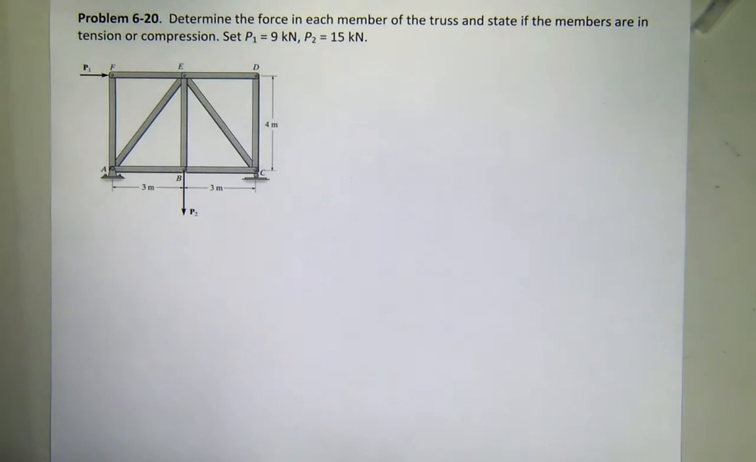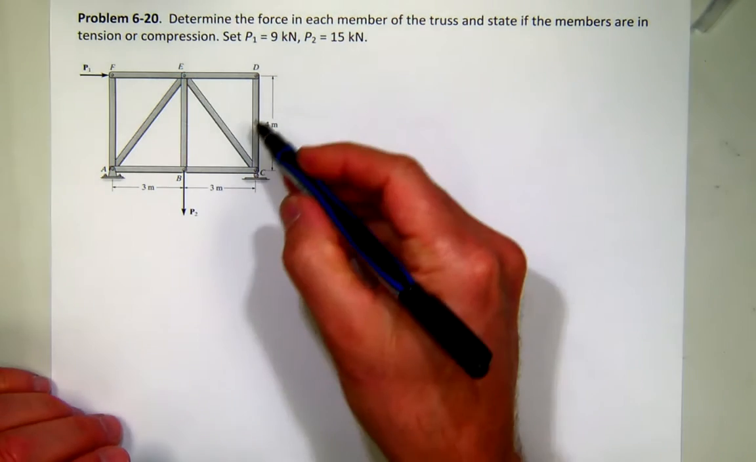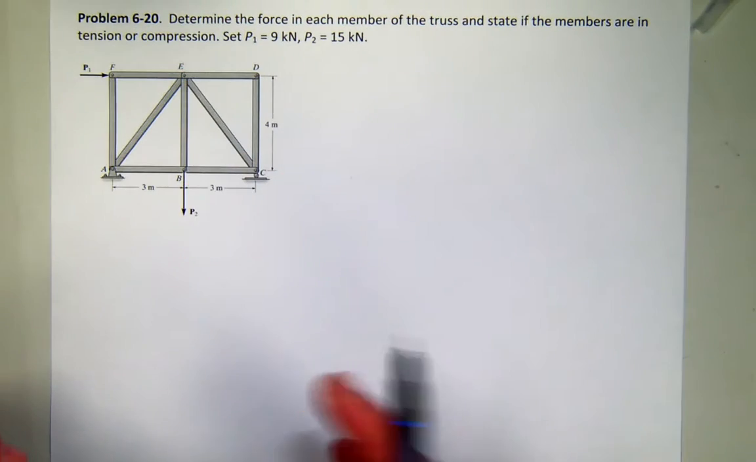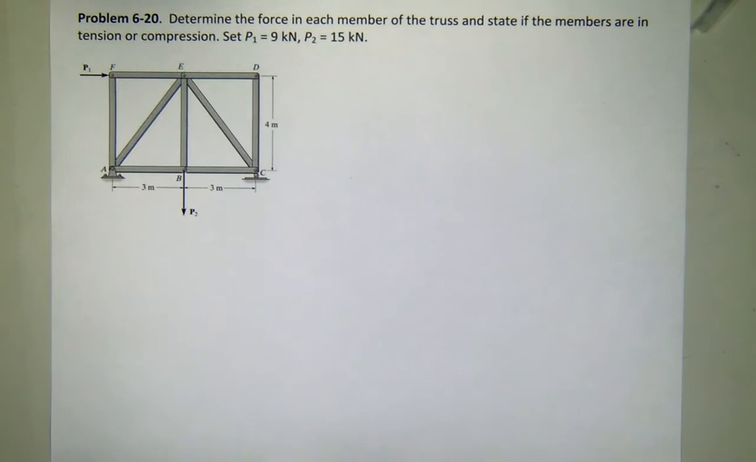Alright, so let's look at this problem. It's similar to the ones we've done previously, except I'm going to augment the method of joints a little bit and give you some advantages. So what I'm going to do first is look at the entire structure as an object, a rigid body.